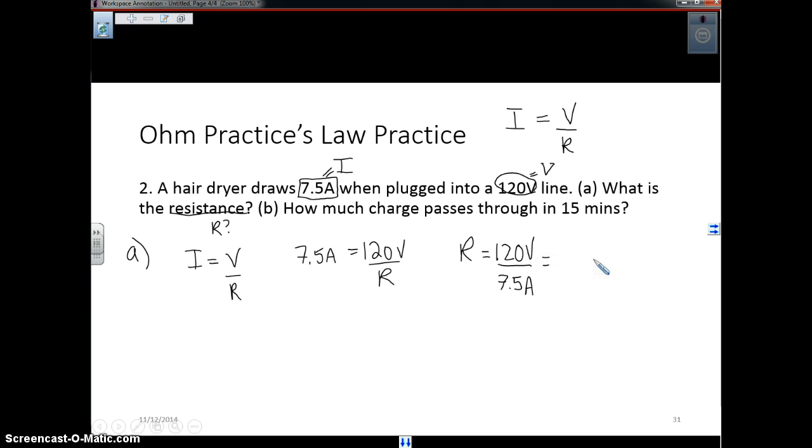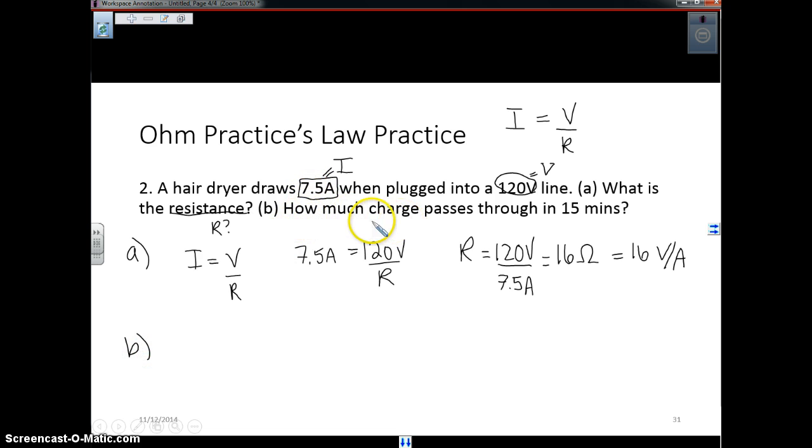And then if I calculate that out, which I'm doing right now, grabbing my calculator, 120 divided by 7.5, I get a nice number of 16. Now the units are ohms. And if you did voltage versus amps, that's also correct. So this is actually true as well. But the more appropriate one will be ohms, just like that.